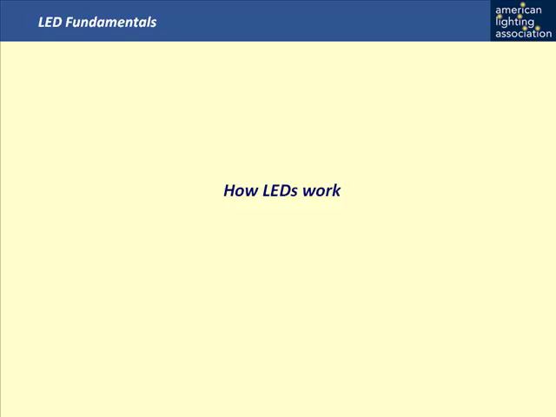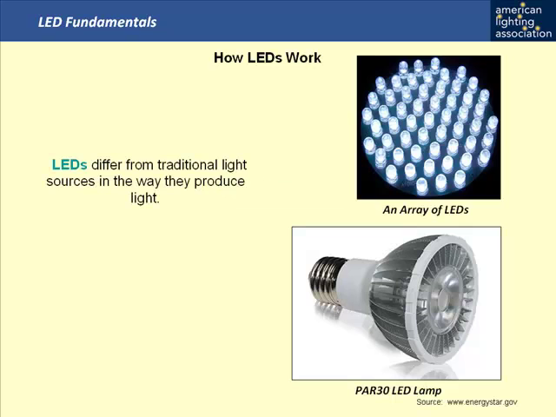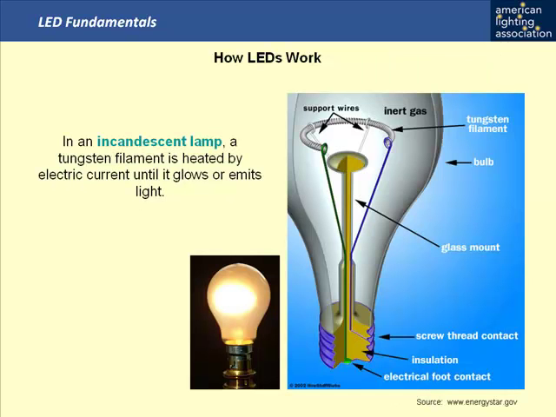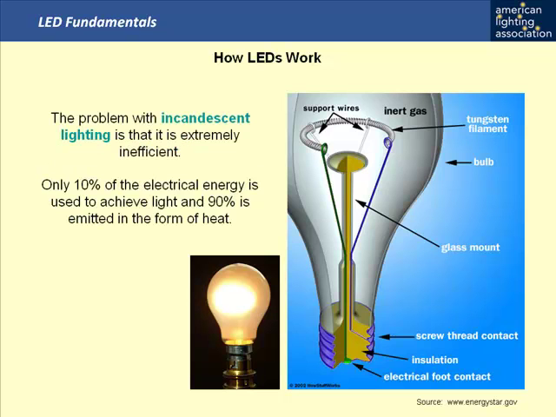Let's begin with the fundamentals of LEDs and talk a little bit about how LEDs work. We first of all need to understand that LEDs are very different from any of the traditional light sources that we're commonly used to using. First of all, in an incandescent lamp, just to explain how these other sources work, a tungsten filament typically is heated by an electric current that flows through the filament until it gets hot enough that it glows, and then ultimately it emits light.